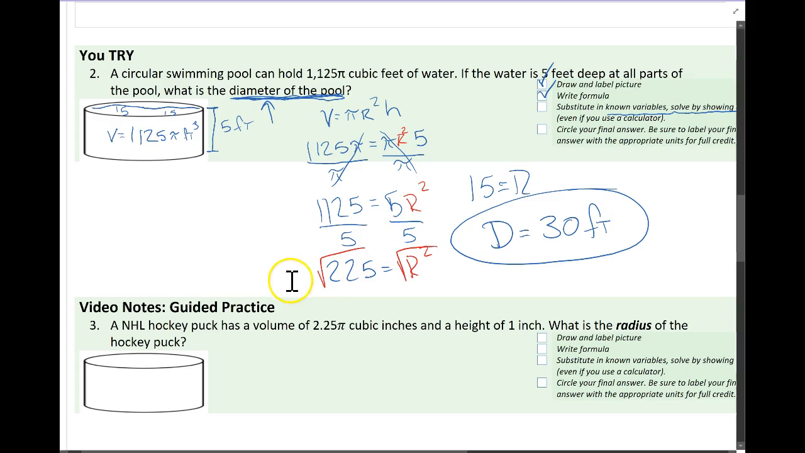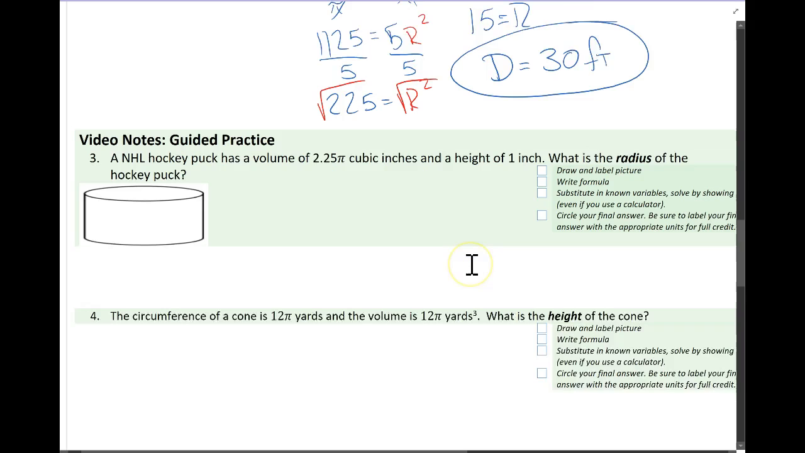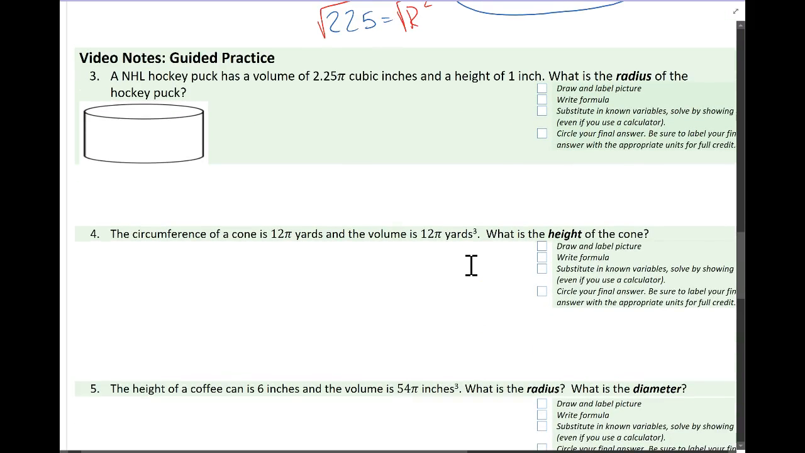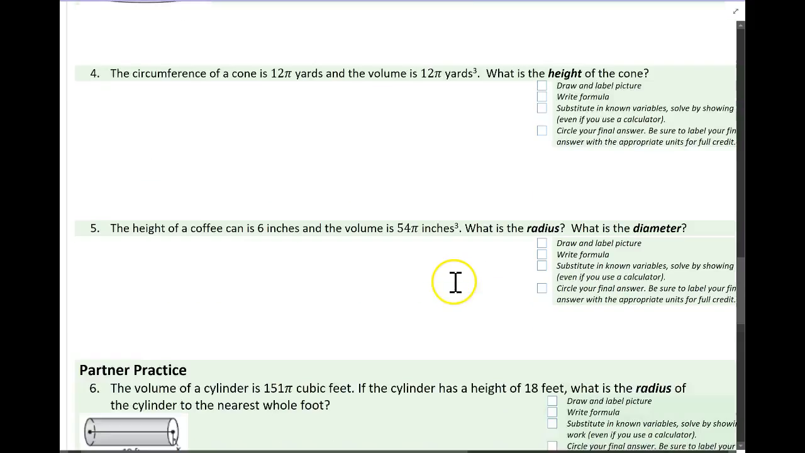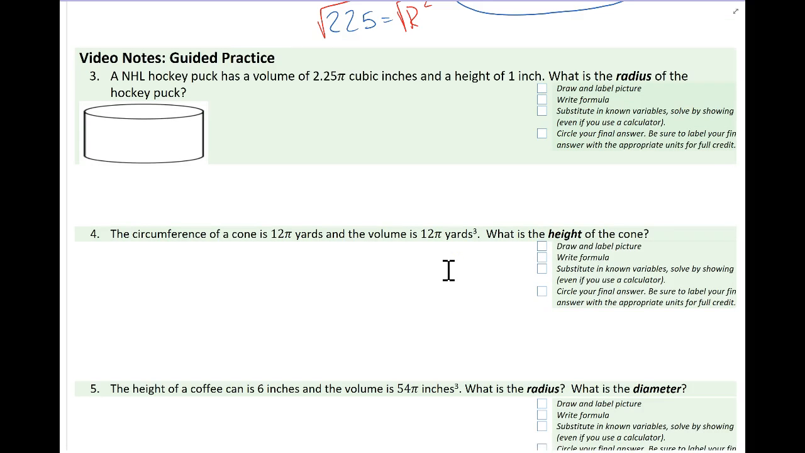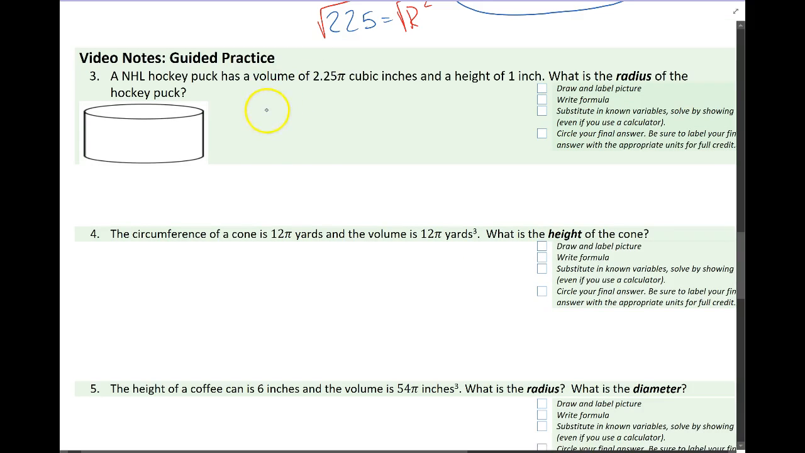Now, hopefully you were able to see how that worked out. I'm going to leave these notes on here so that we can reference back to them. Once again, I did that, and then finally I circled my final answer, and I put in appropriate units for full credit. Now, let's come down here and actually do the video notes. So there's a bunch of these. We're going to set these up and go pretty quickly. Hopefully the repetition will be helpful.